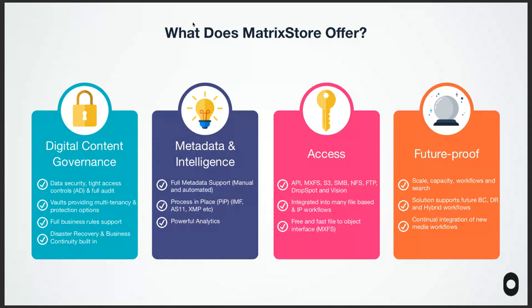How do we do that? Well, we've got a lot of metadata and intelligence built into the MatrixStore itself. So we've got full metadata support via our API, but we've also got a process in place where we actively find media assets. We're based in the media world. We know what a media asset is. So we will extract media metadata, anything in the IMF CPL files, anything in an AS10 or AS11, XMP, anything we find within the asset, and even just the simple stuff, the EXIF and the frame rates and anything regarding the media asset that we can find, extract, and make available to the end user.